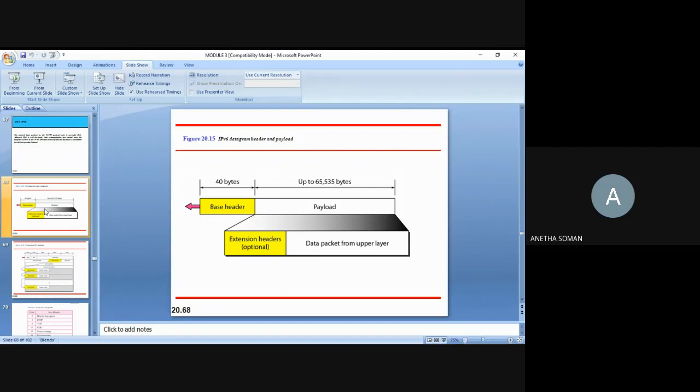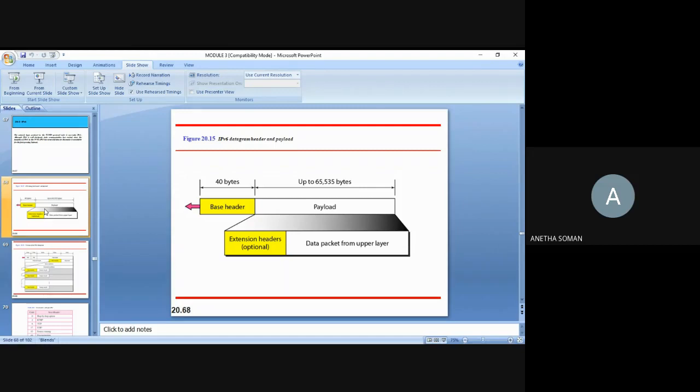So the first field is called the fixed header or the base header, and that is followed by a payload. Payload is nothing but the data, and this payload consists of 2 fields. One is an optional header and the other one is the data packet from the upper layer. The base header or the fixed header is 40 bytes, but the extension headers as well as the data can contain up to 65,535 bytes. Okay, so these are the main fields of the IPv6 datagram.